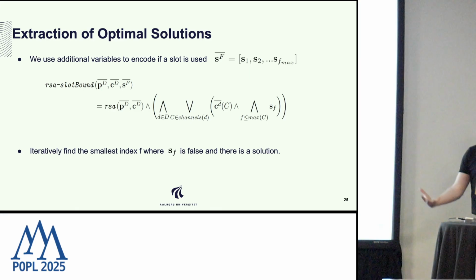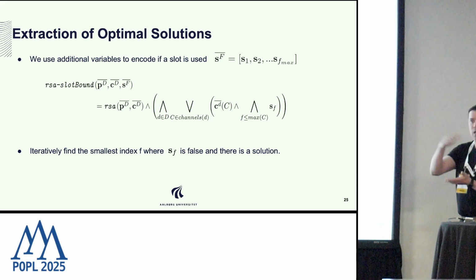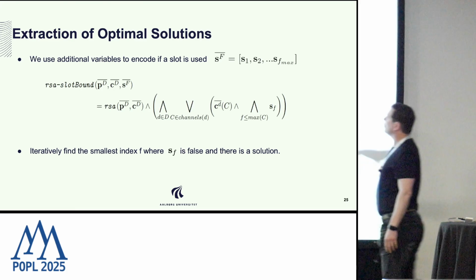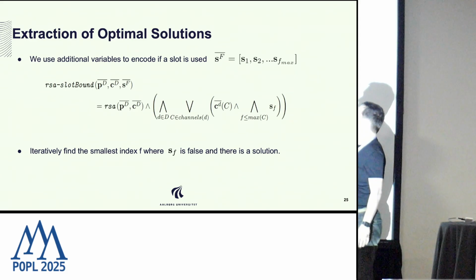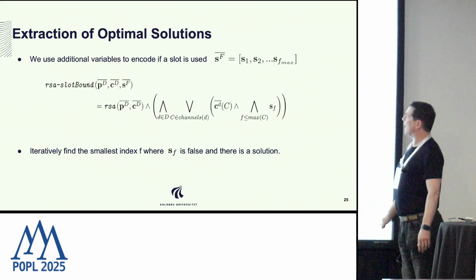Okay, so now we can build the BDD. All the solutions are there. We would like to extract the optimal ones, those that actually minimize the highest used slot. And it's done by a small trick. So we introduce some new Boolean variables, depending on the maximum number of slots we have.